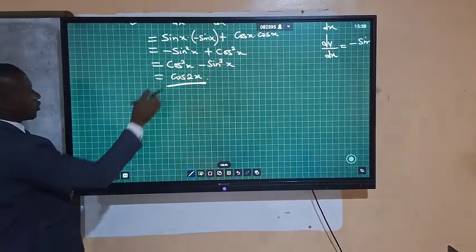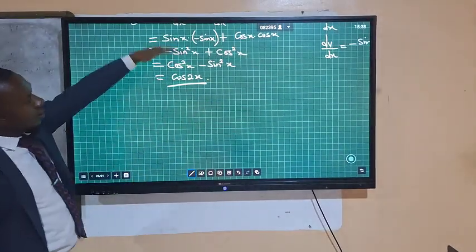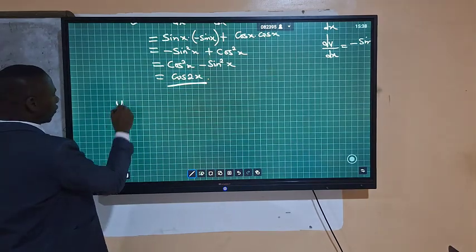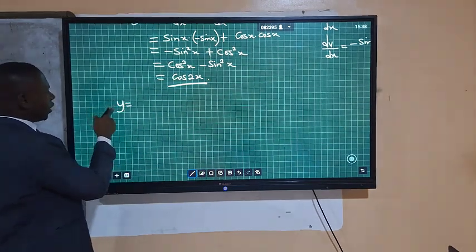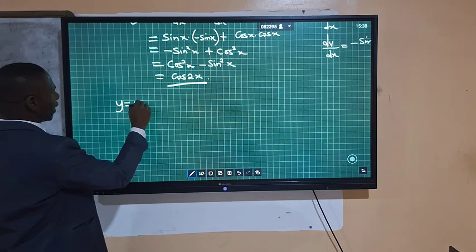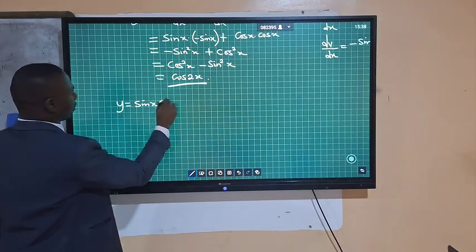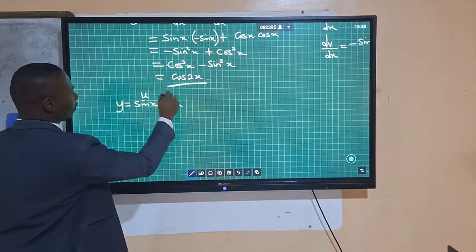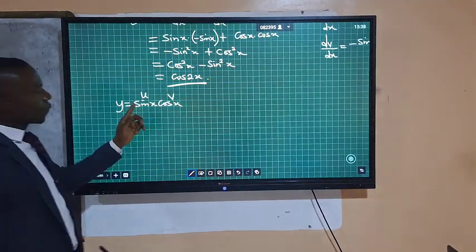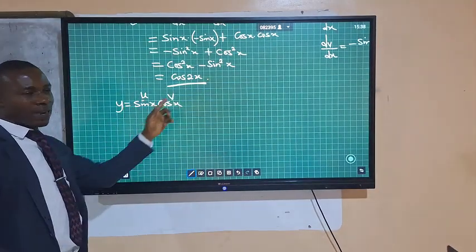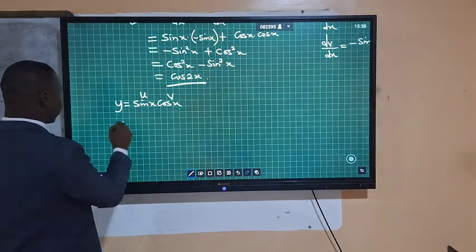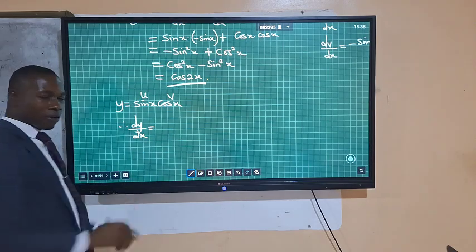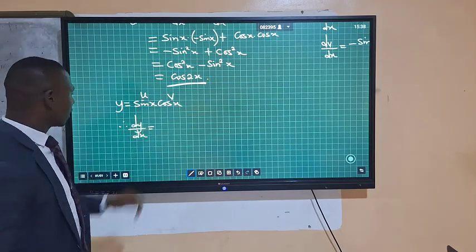This is the shortcut for that same thing. You see the long process that we use, but this is the shortcut for it. So if you have y is equal to sin x cos x, this is your u, this is your v. From the formula, keep u constant and differentiate v. So therefore, we have dy over dx. One line is enough for me to achieve the derivative of that.